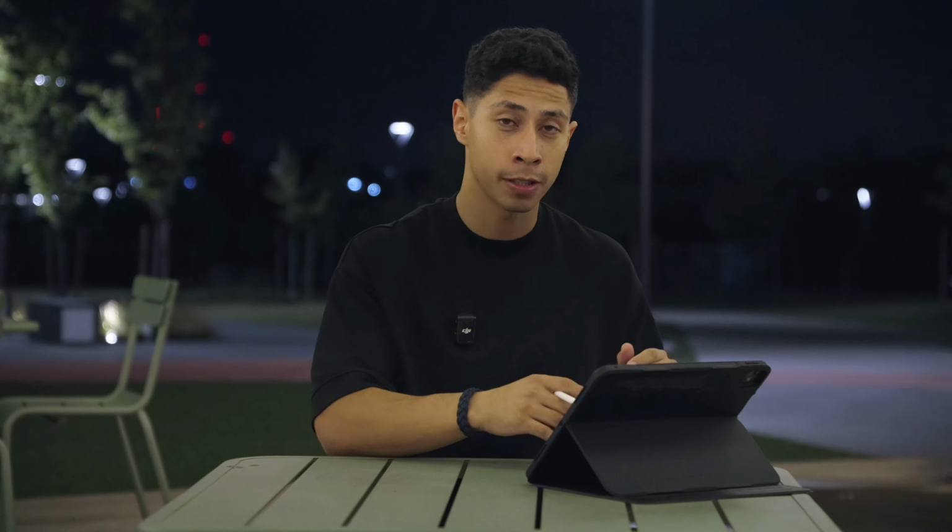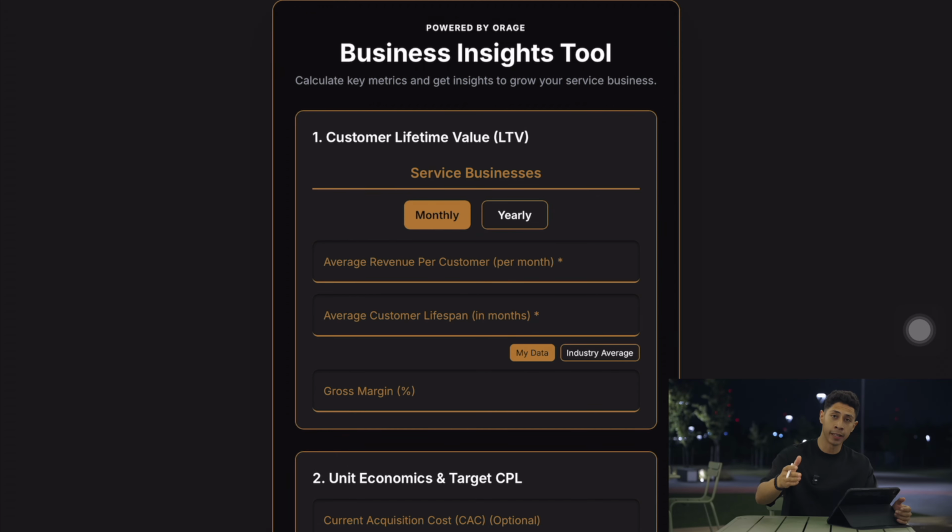Number two is gonna be the unit economics and target CPL. That's gonna allow us to know how much you are able to spend to get a new client and the sweet spot so you can scale your business to the moon. These tools work together and I'm gonna show you how to use them. We're gonna start with the Customer Lifetime Value Calculator.